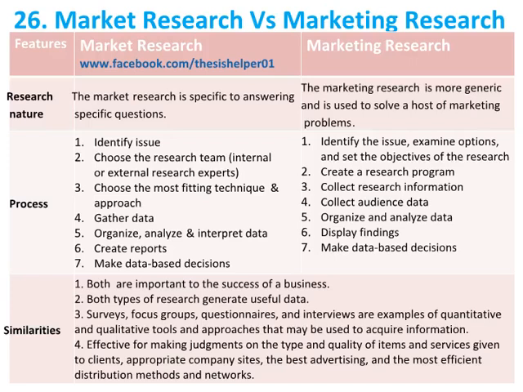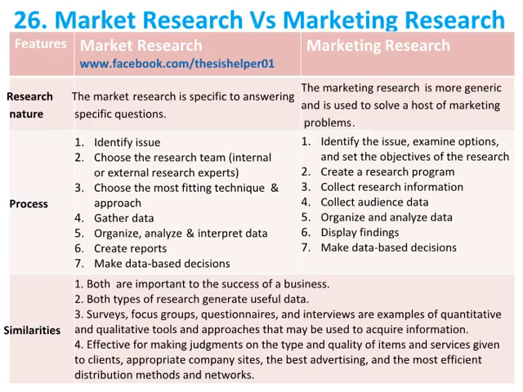Whereas process of marketing research includes 7 steps. Number 1 step is to identify the issue, examine options, and set the objectives of the research. Number 2 step is to create a research program. Number 3 step is to collect research information. Number 4 step is to collect audience data. Number 5 step is to organize and analyze data. Number 6 step is to display findings. And number 7 step is to make data-based decisions.